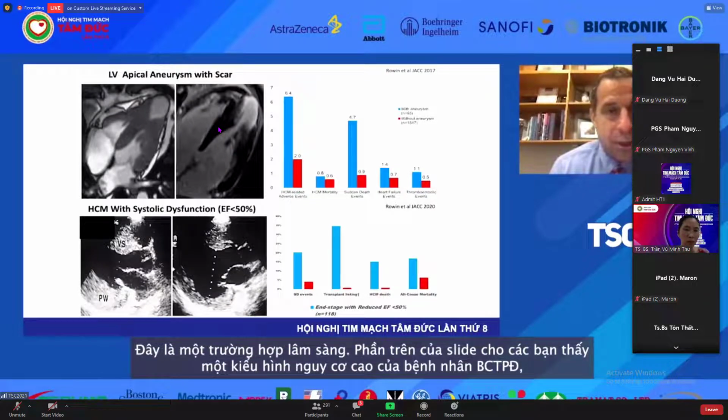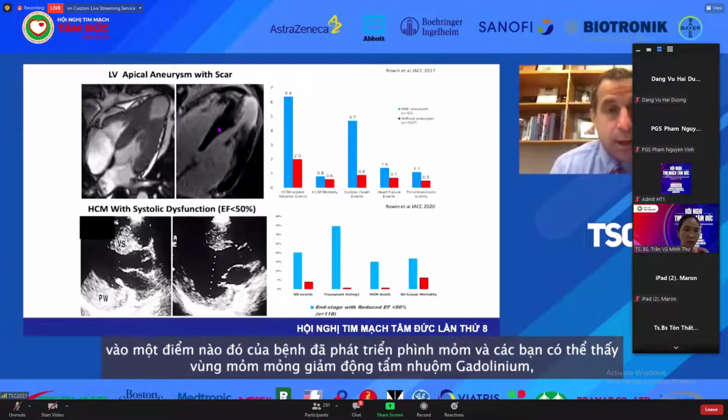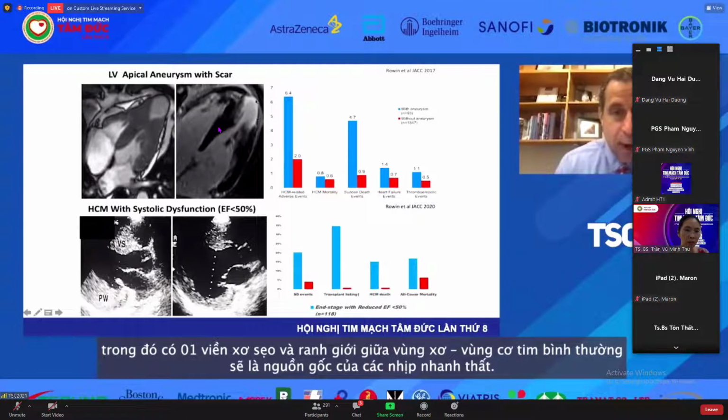The upper part of this slide shows you the high-risk phenotype of HCM patients who develop, at some point in their natural history, apical aneurysms. And you can see that here, a thin-walled akinetic apex that takes up gadolinium. And so it's a fibrotic scarred rim.